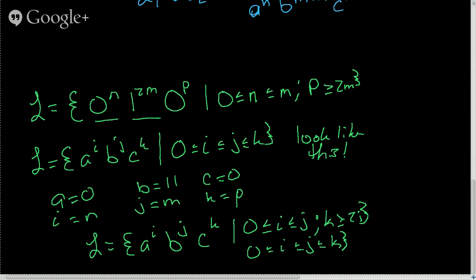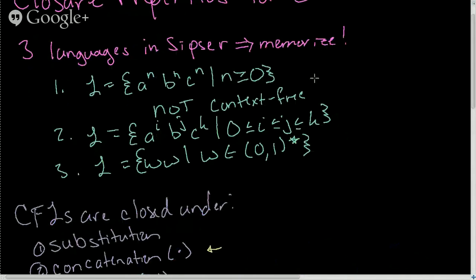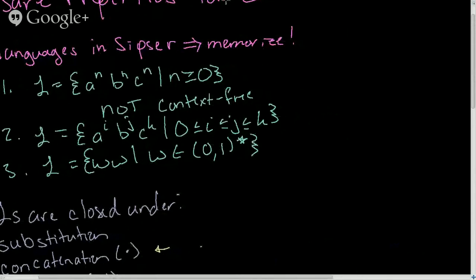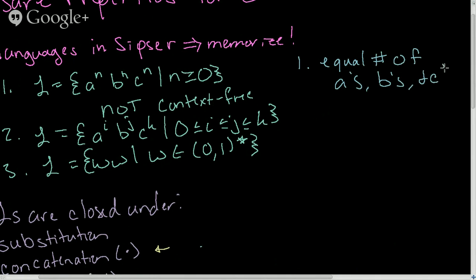Sam wants me to go through the 3 languages in CFGs again, so let me do that. So here are the 3 languages in CFGs in the light blue color here. So number 1 is just where you have an equal number of a's, b's, and c's.